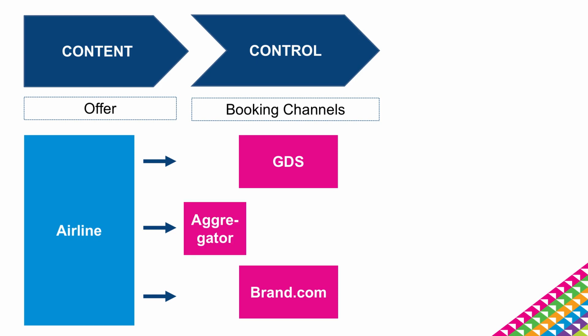Then you have aggregators. In opposition to GDSs, we tend to call aggregators web-based platforms, I mean natively web-based. An aggregator is a portal that collects related items of content and displays or links them. In other words, it consolidates offers from different airlines in a single user interface.